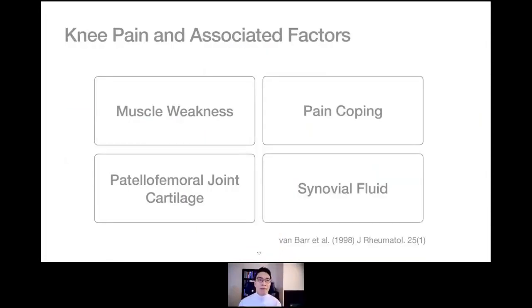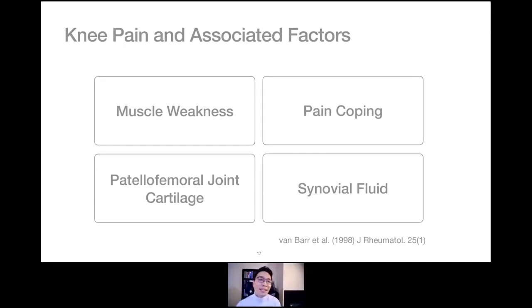So as a recap of these slides, I can recap four cofactors that are affecting knee pain based on another research. The four factors are like this: muscle weakness, patellofemoral joint cartilage, pain coping, and the amount of synovial fluid. It's quite amazing because tibiofemoral joint line narrowing is not significantly associated with the knee pain.